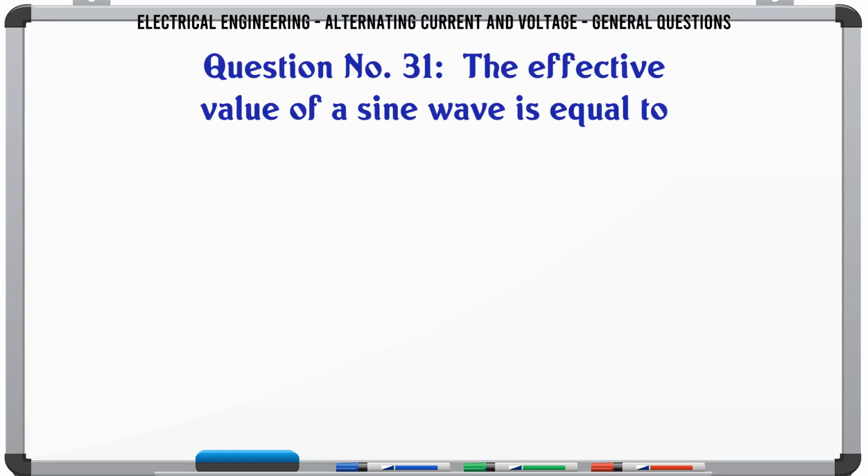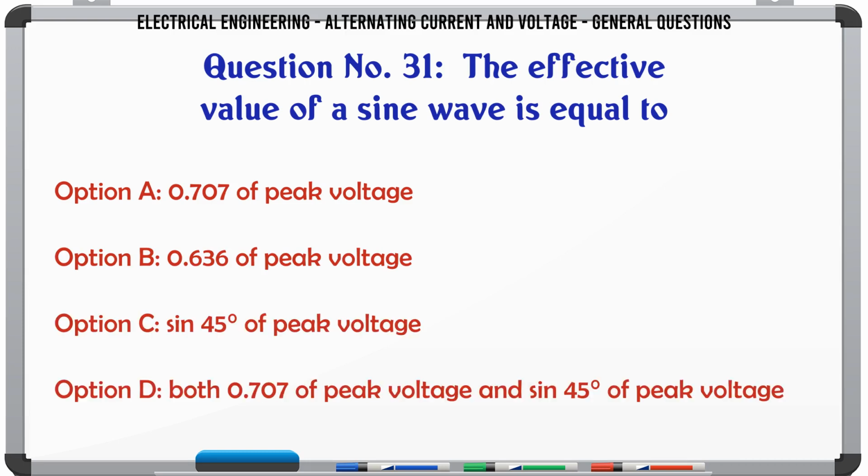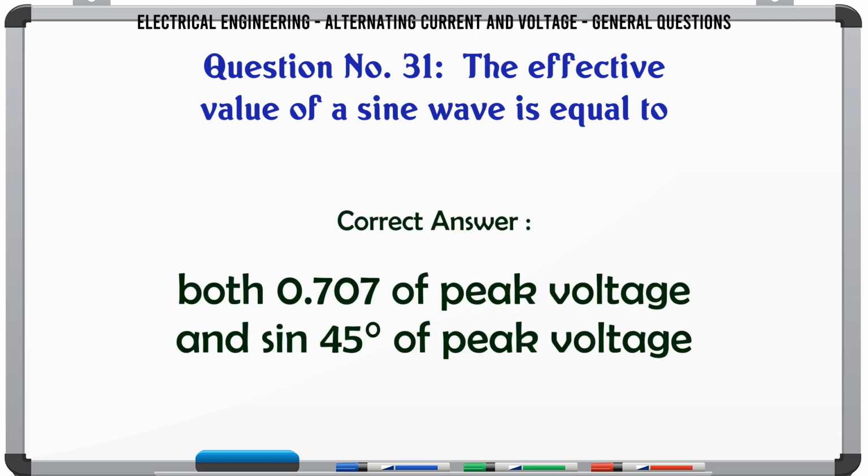The effective value of a sine wave is equal to: A, 0.707 of peak voltage; B, 0.636 of peak voltage; C, sin 45° of peak voltage; D, both 0.707 of peak voltage and sin 45° of peak voltage. The correct answer is both 0.707 of peak voltage and sin 45° of peak voltage.